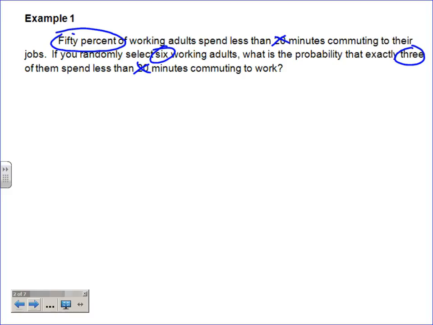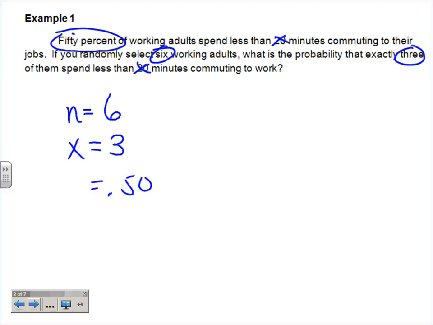Well, what are some of the important things? N is important, right? Number of trials. There are 6 trials. Very good. X, I'd say these are probably the 2 most important, right? Well, not necessarily most important, but there are 6 trials. And exactly how many of them would I like to be successful? 3, because I want to know the probability of exactly 3. And what's the other one, what's 50%?